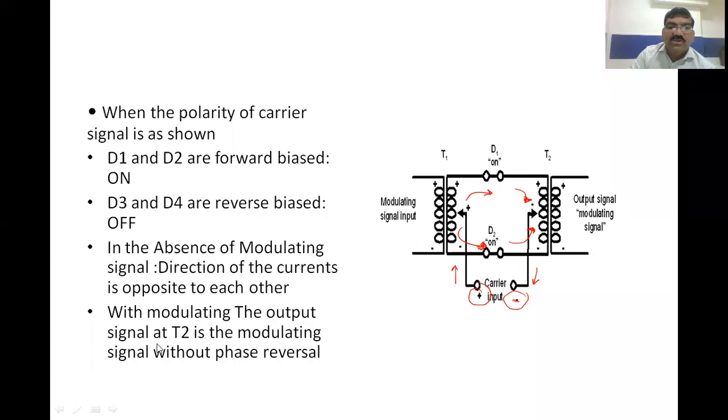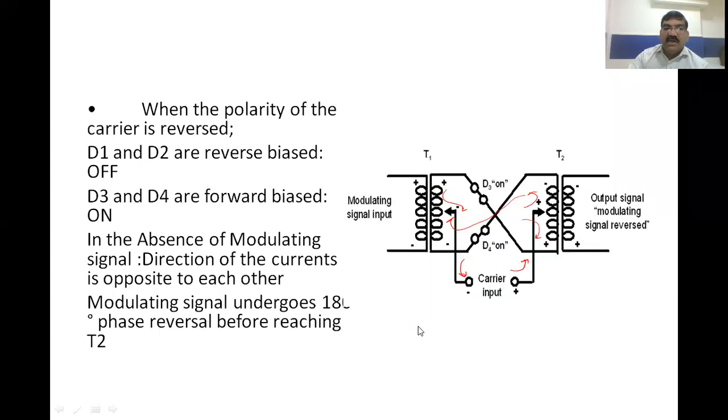With modulating signal, the output signal at T2 is the modulating signal without the phase reversal. So this is the modulating signal input, and these two diodes are on, and here you can give the carrier input. So this way it is working.